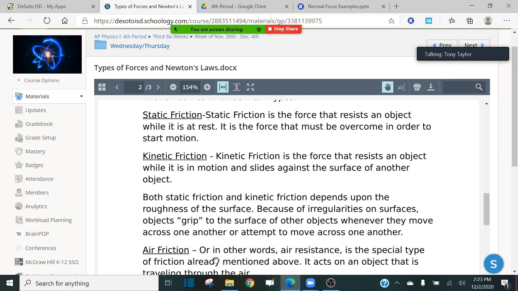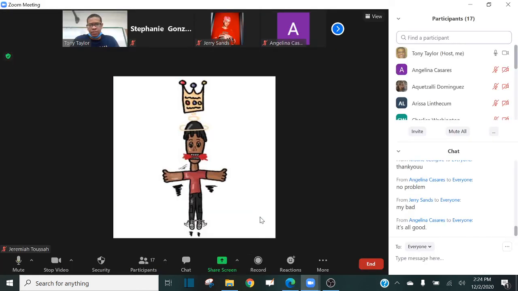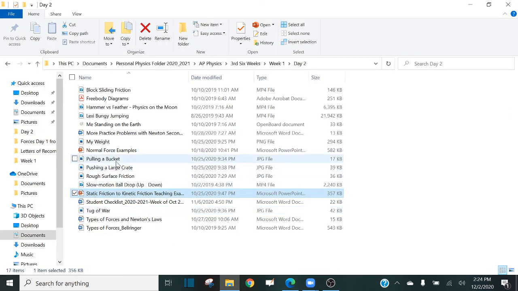Now, one more thing I want to discuss here, going back up to the top, when talking about static and kinetic friction. Both static friction and kinetic friction depend upon the roughness of the surface. Because of irregularities on surfaces, objects grip to the surface of other objects whenever they move across one another or attempt to move across one another. So guys, this is basically what I want you to understand, that static and kinetic friction are caused by roughness in surfaces. So for instance, again, examples always help.